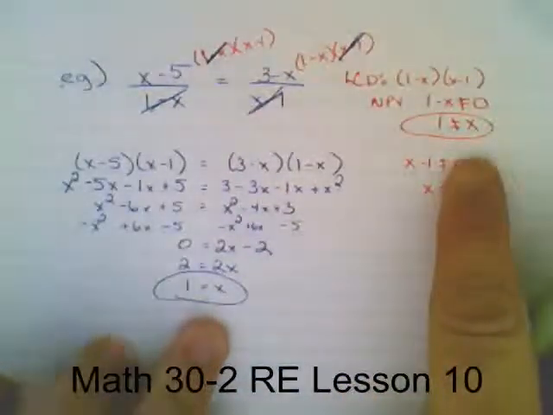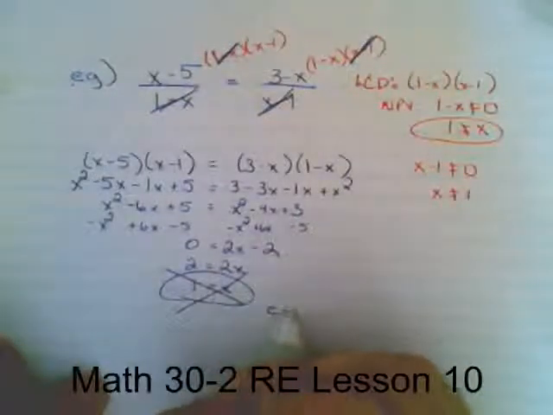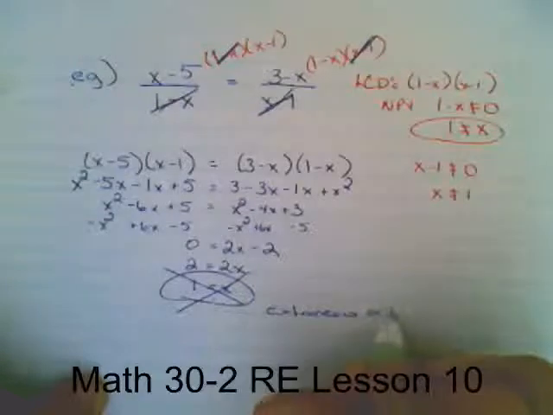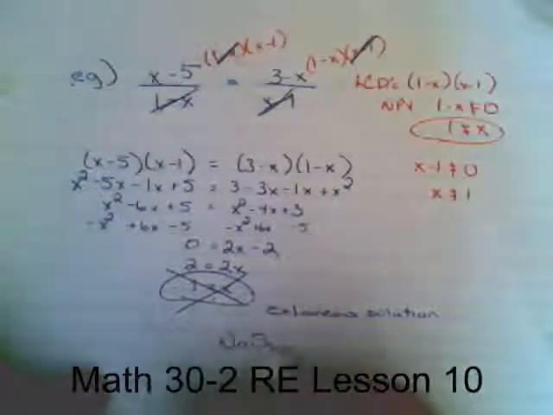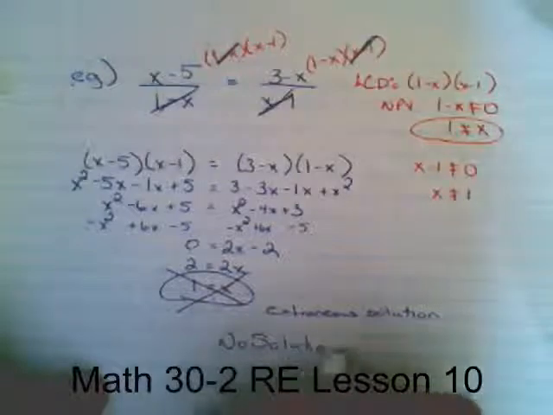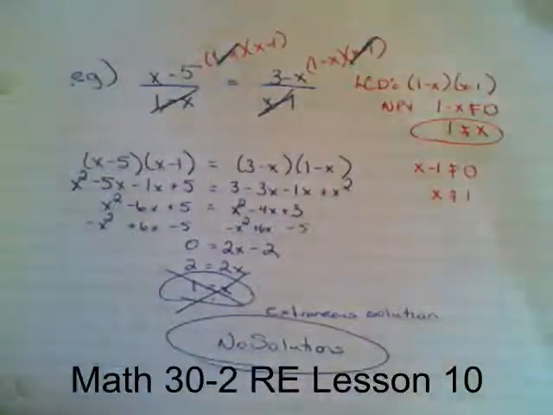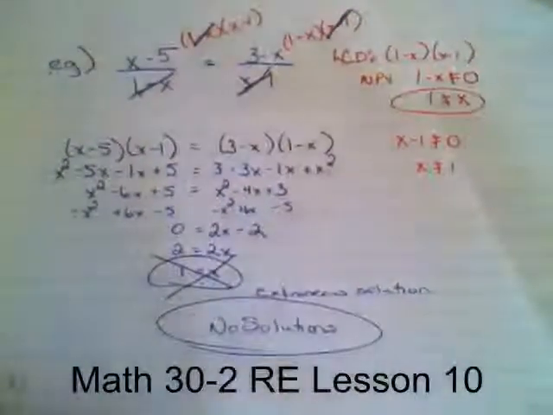Check against my non-permissible value. Wait, that's not allowed. So this is rejected. It is an extraneous solution. And what I'm getting is there are no solutions. Okay, so that's how to do it another way. Truly, whichever method you prefer works. You don't have to know both.